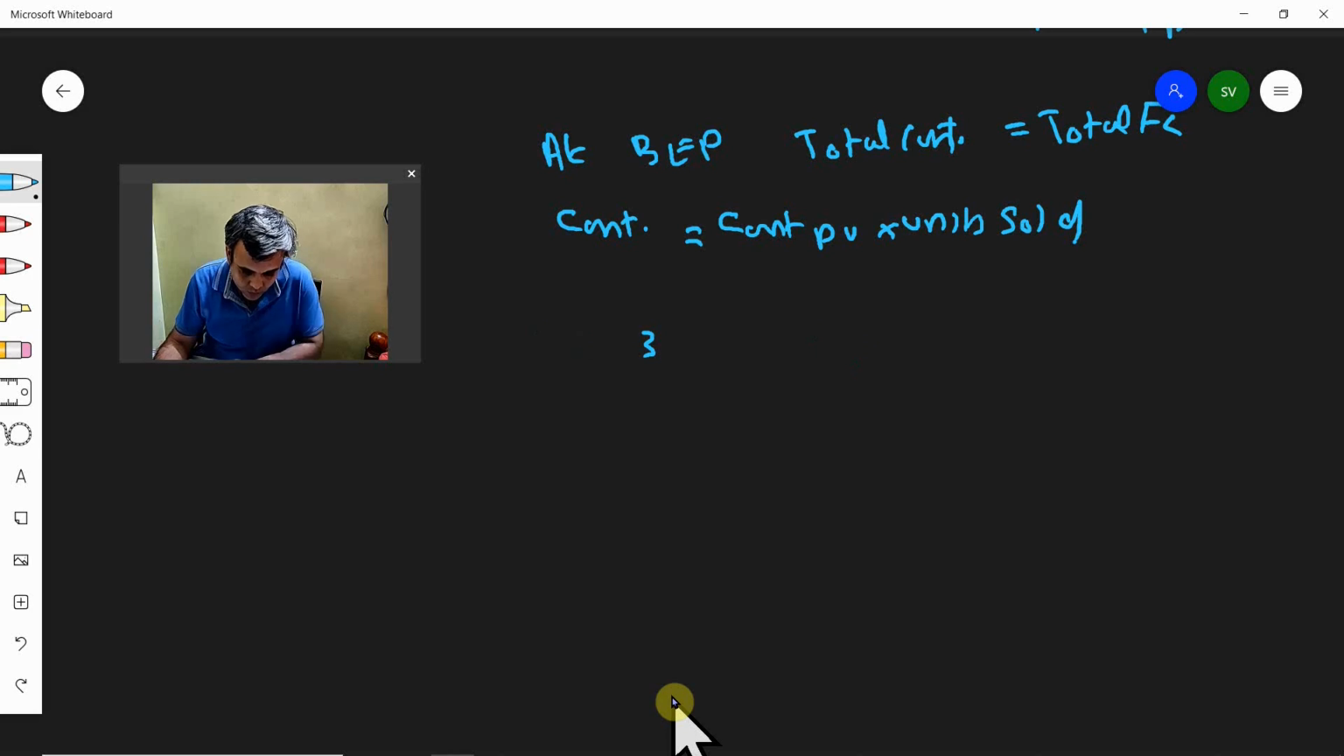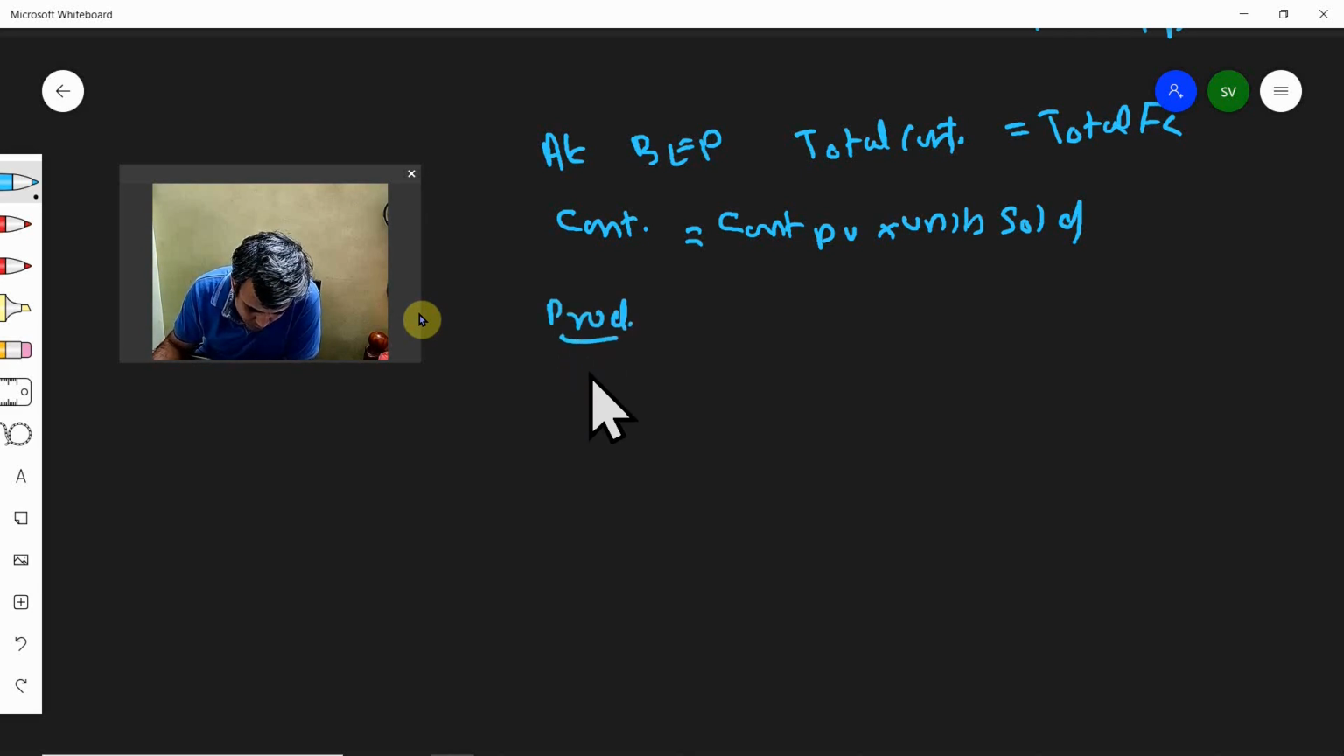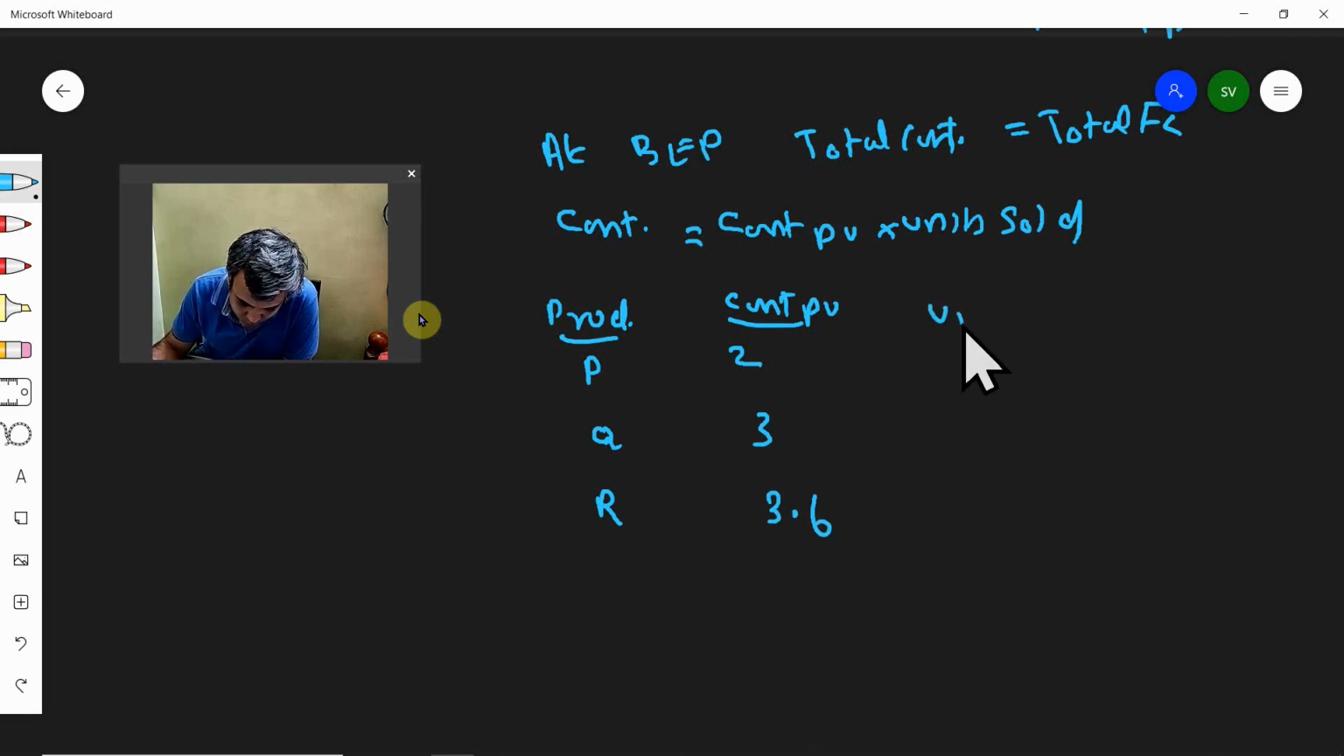Now you tell me whether it's right. Product: I have P, I have Q, I have R. Three products I have. How much is the contribution per unit? Contribution per unit is 2. Contribution per unit here is 3. And here it would be 3.6. Am I right? And units I don't know. That's what I have to find out.